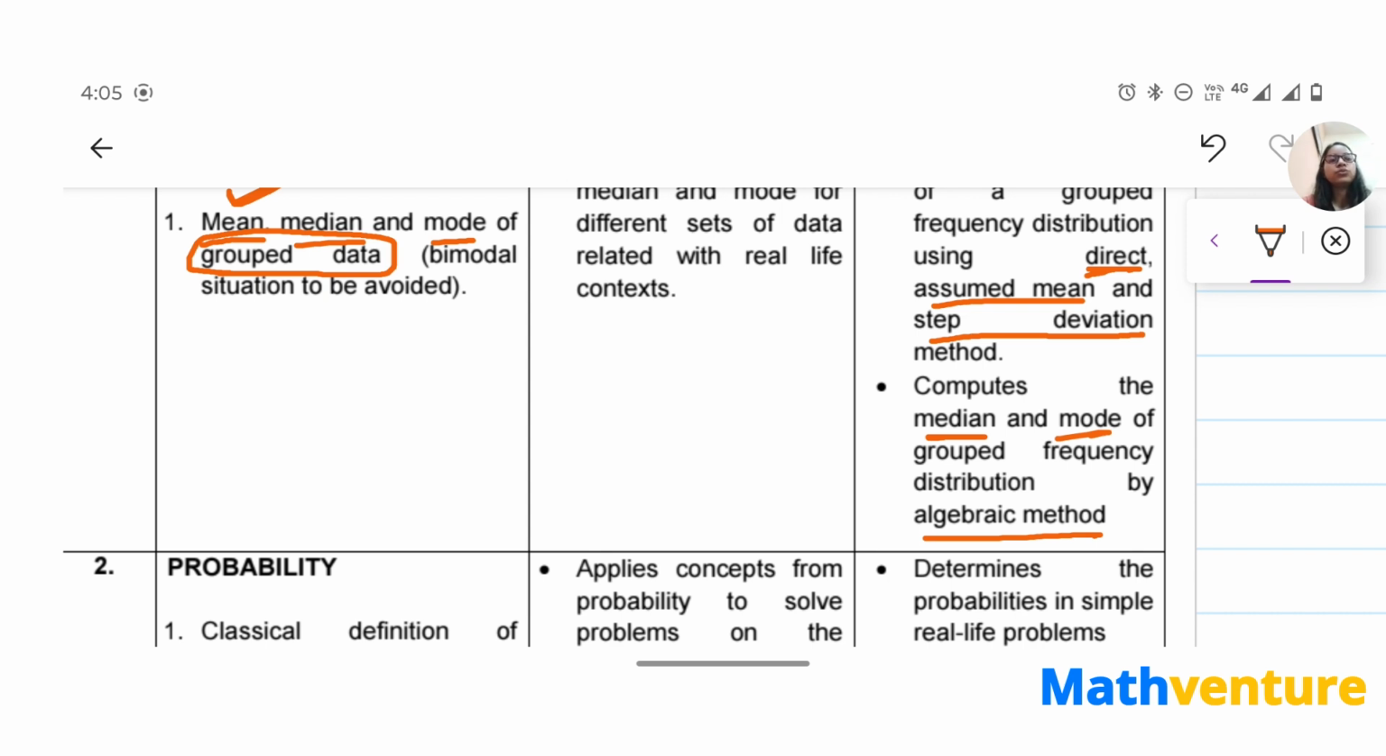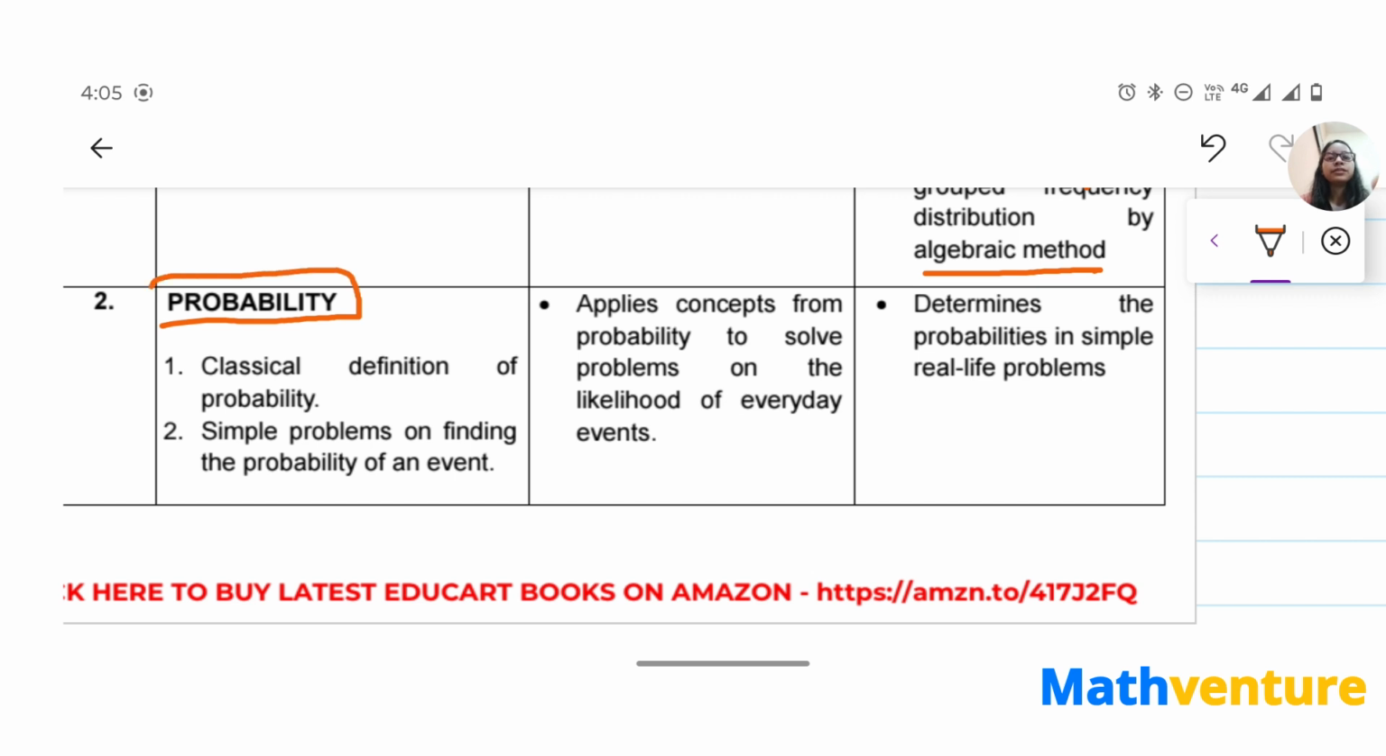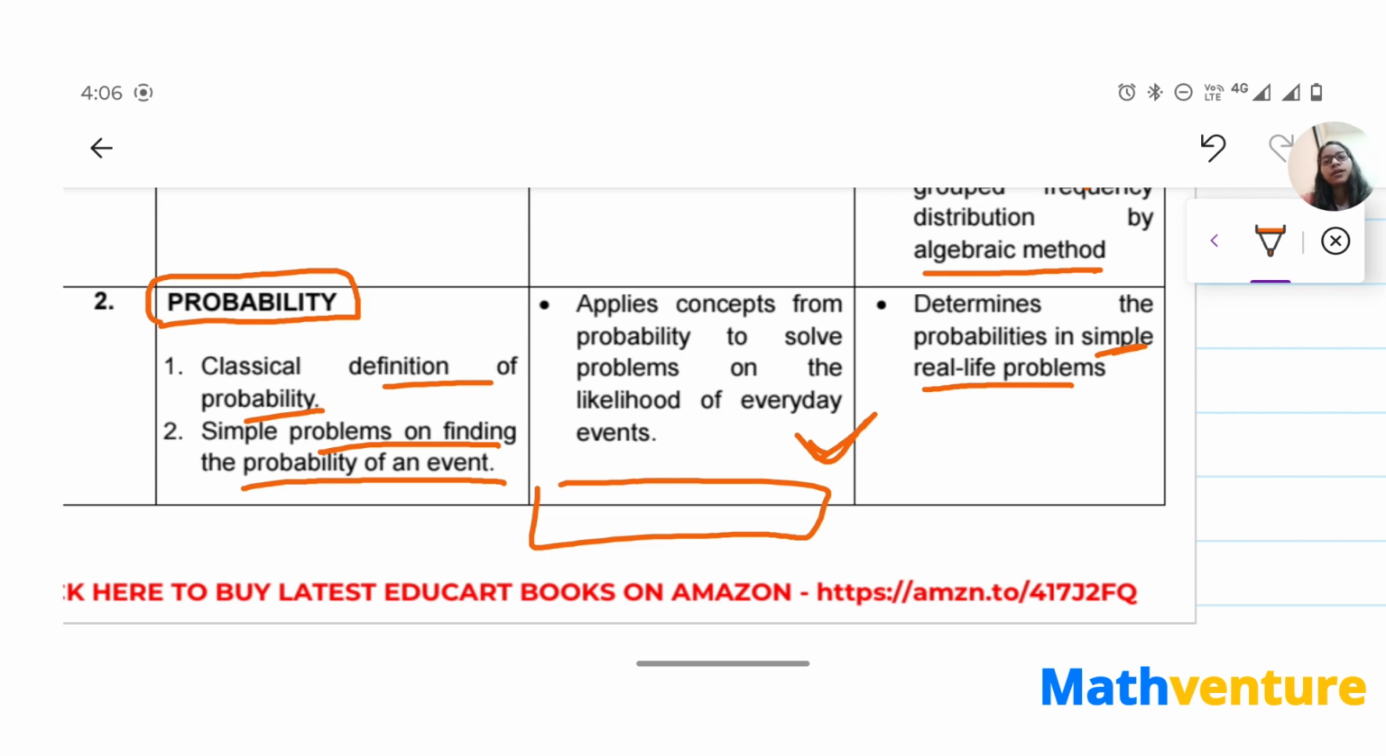You just need to remember two formulas, one to find median, one to find mode, but you must remember which term used in the formula represents what thing in the given data. Next is probability. Probability, definition of probability, what is probability, and simple problems on finding the probability of an event. You will find simple real life problems, and it is a very easy chapter and you will be able to do it. We will start from chapter 1 in the upcoming videos.